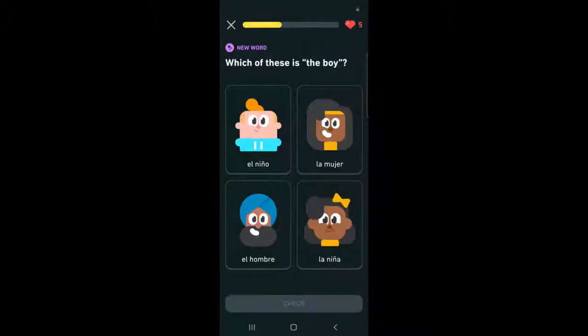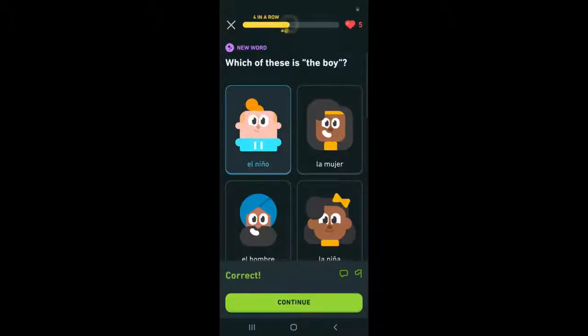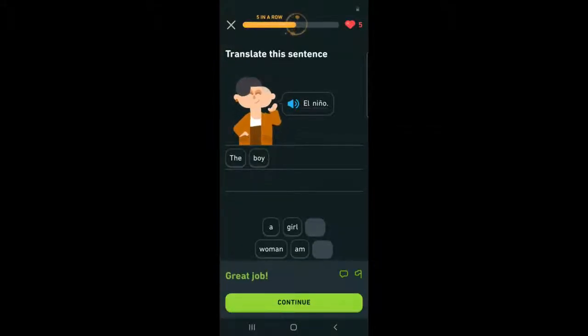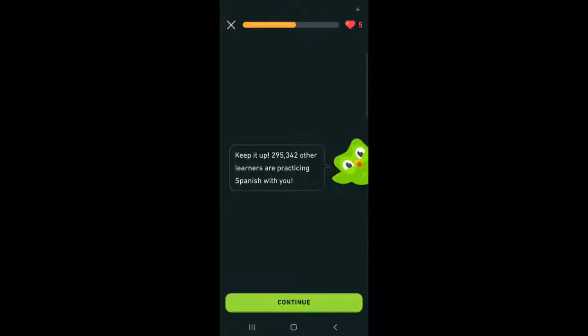Continue. Which of these is the boy? Notice it's lowercase. Lowercase T. Alright, go on. Yeah. El niño. Look at you. Okay, continue. El niño. The boy. Alright, cool. Keep it up. Right. Keep it up. Alright, next.